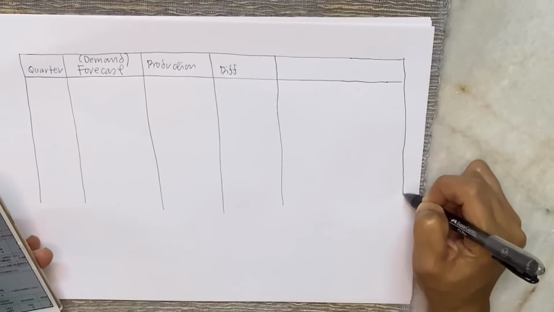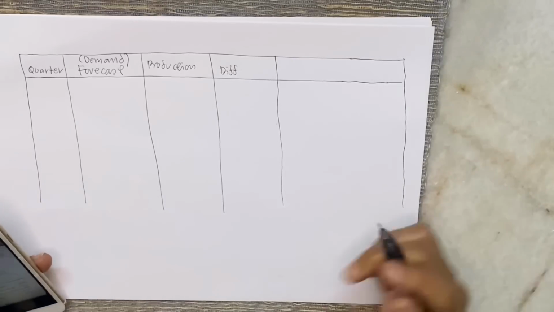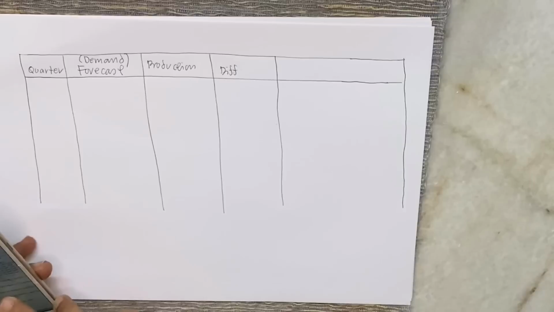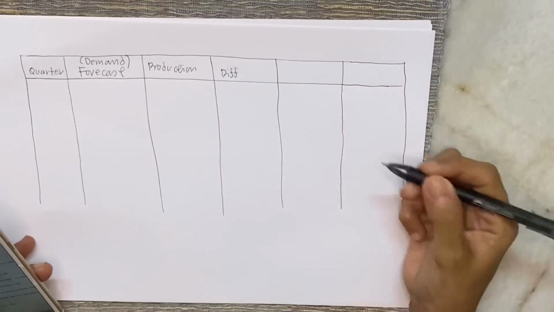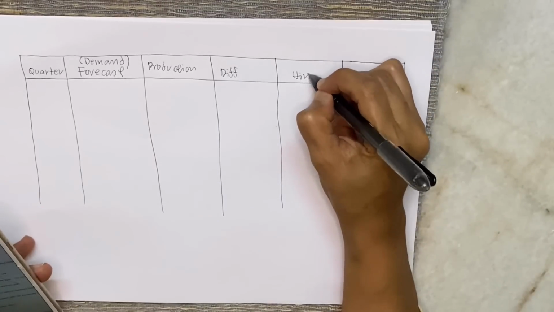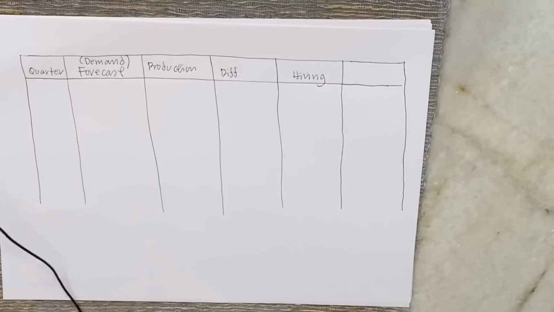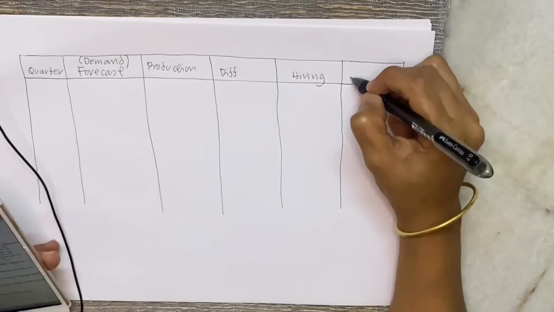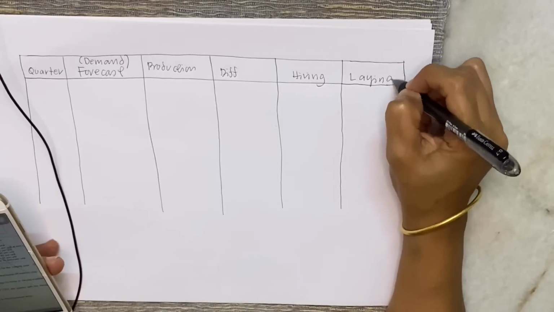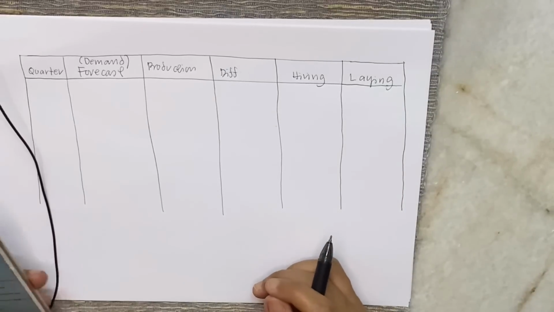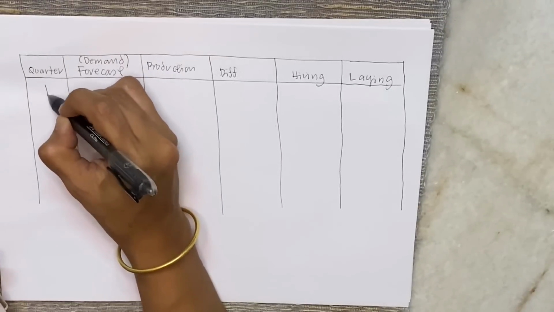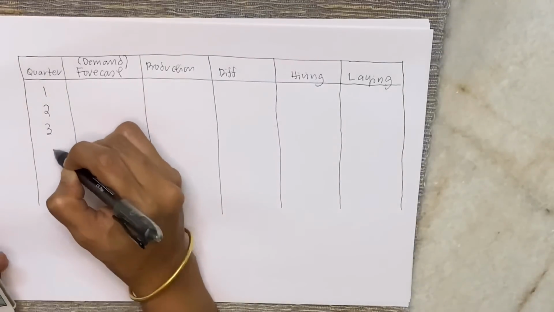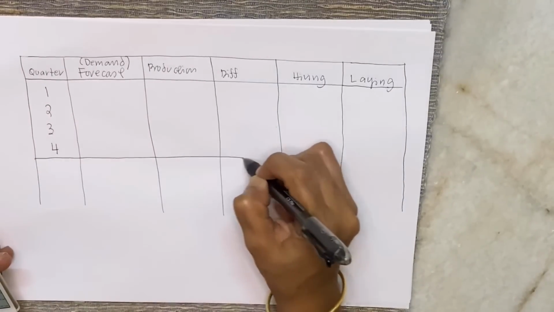Do you still remember plan A? Plan A says: match demand by hiring and laying off workers only. So there are options. What options are given? Hiring or laying off. Okay, now how many quarters do we have? We have 1, 2, 3, 4. We have 4 quarters.